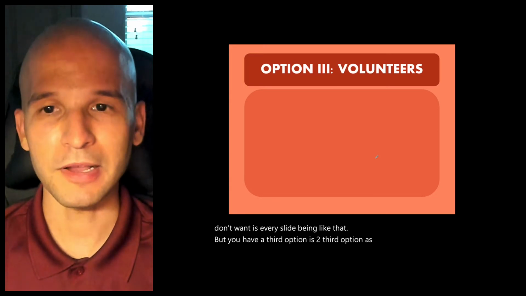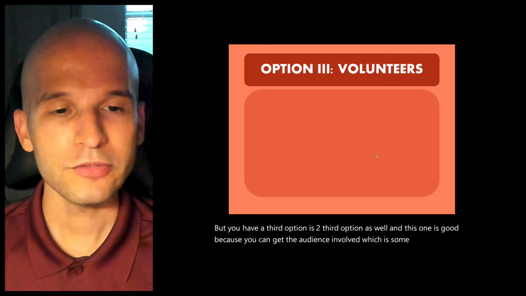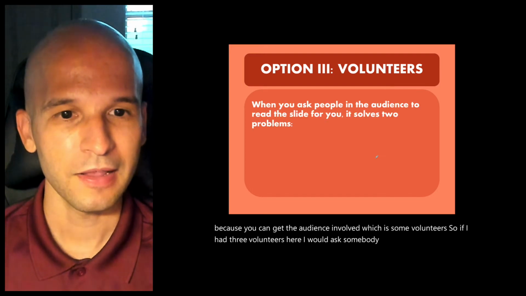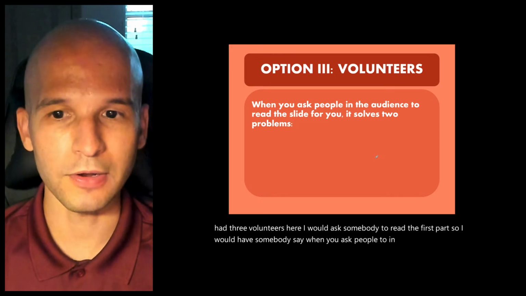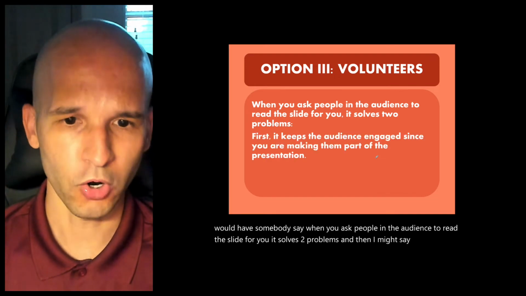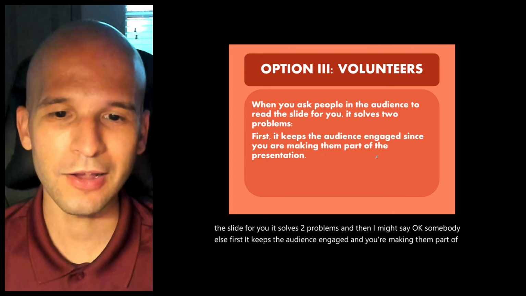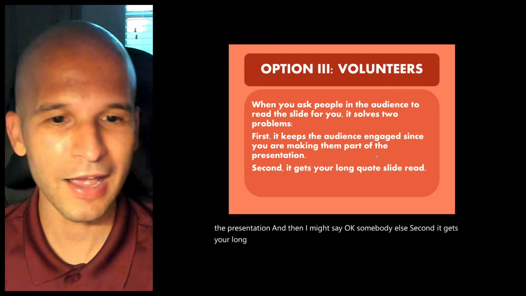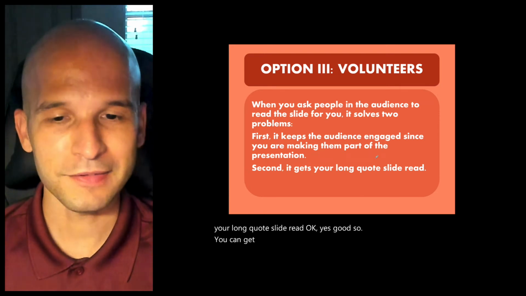But you have a third option as well. And this one is good because you can get the audience involved, which is some volunteers. So if I had 3 volunteers here, I would ask somebody to read the first part. So I would have somebody say, when you ask people in the audience to read the slide for you, it solves 2 problems. And then I might say, okay, somebody else. First, it keeps the audience engaged since you're making them part of the presentation. And then I might say, okay, somebody else. Second, it gets your long quote slide read. Okay, yes, good.